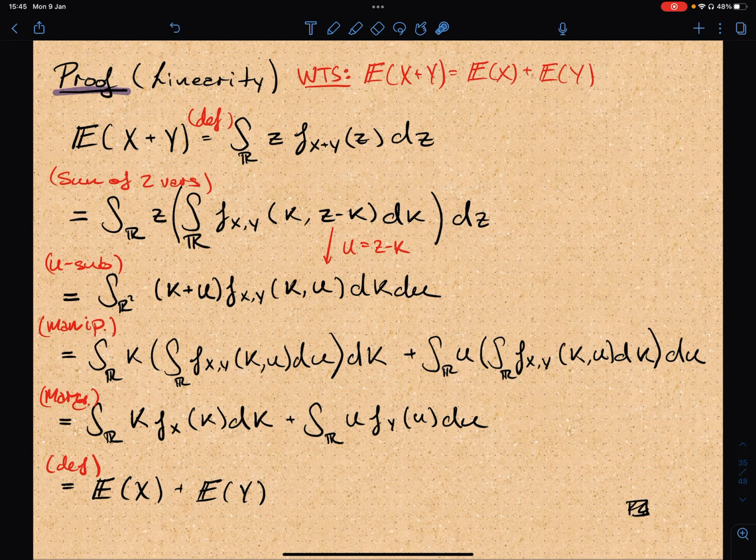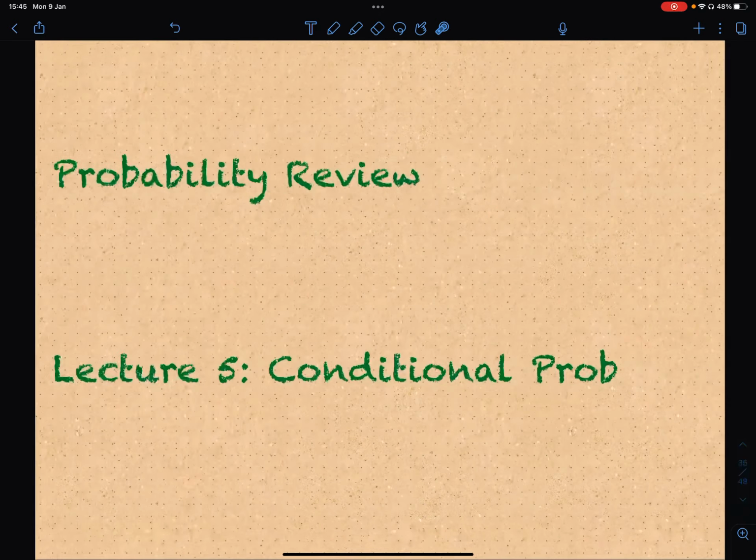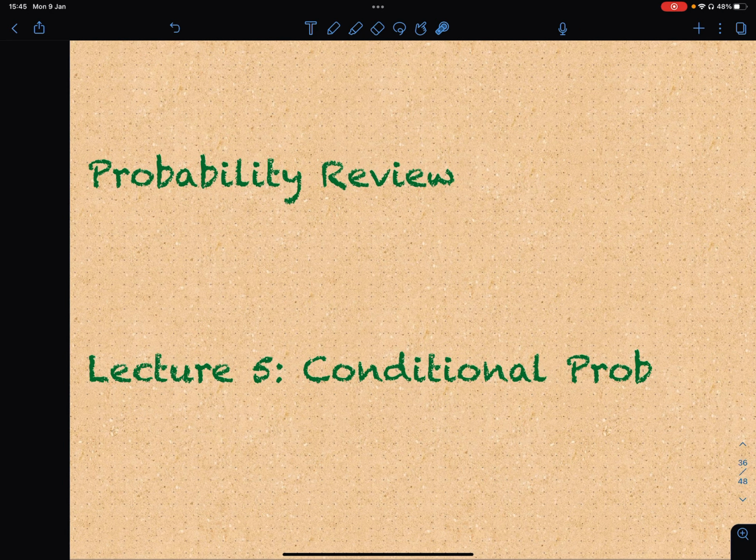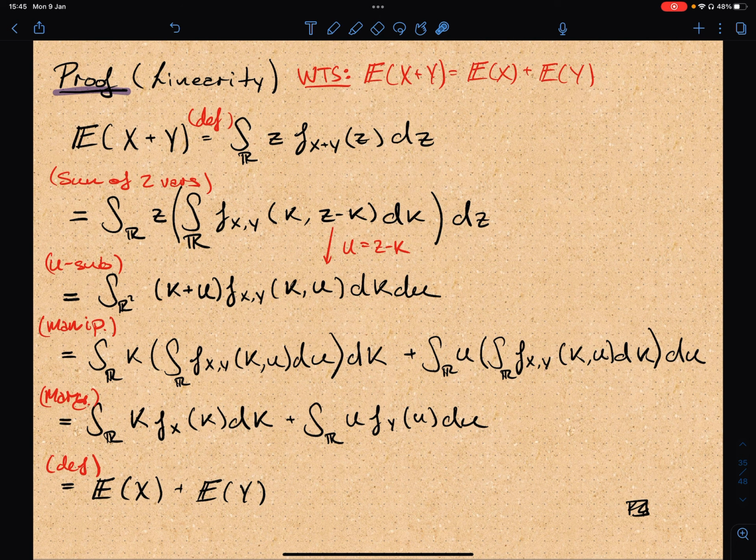And that's it for this lecture. This was a lecture on how to use the joint probability density. From the joint probability density, you can compute the density for marginal distributions, or for sums of random variables, or compute probabilities for events involving more than one random variable.